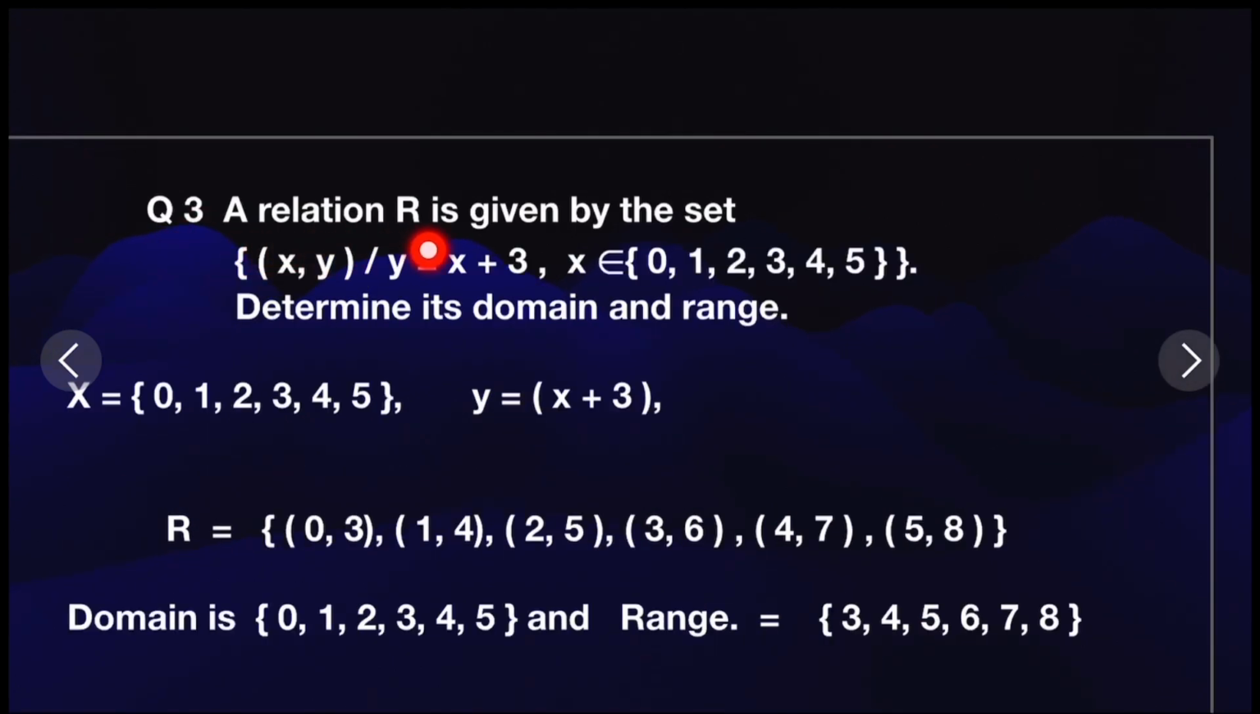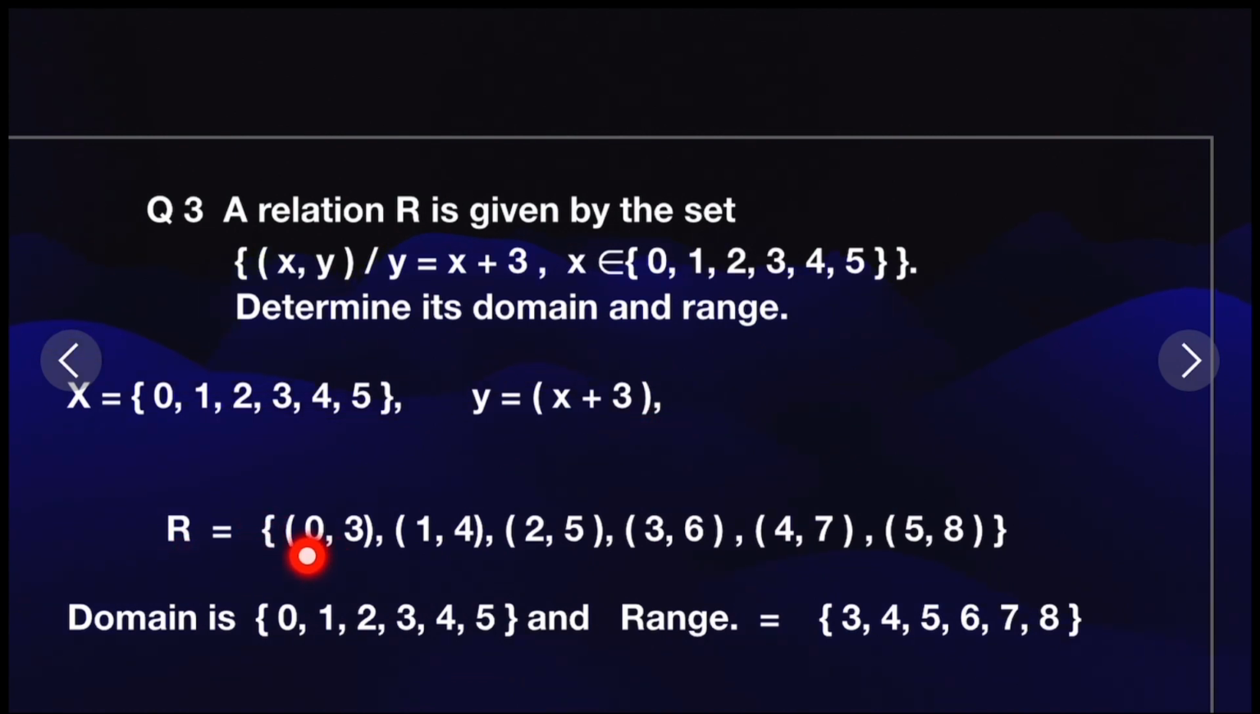Question 3. A relation R is given by the set of (x, y) such that y is equal to x plus 3, x belongs to this set. Determine its domain and range. So the set x is 0, 1, 2, 3, 4, 5. Y is defined as y is equal to x plus 3. Okay, so write down R.